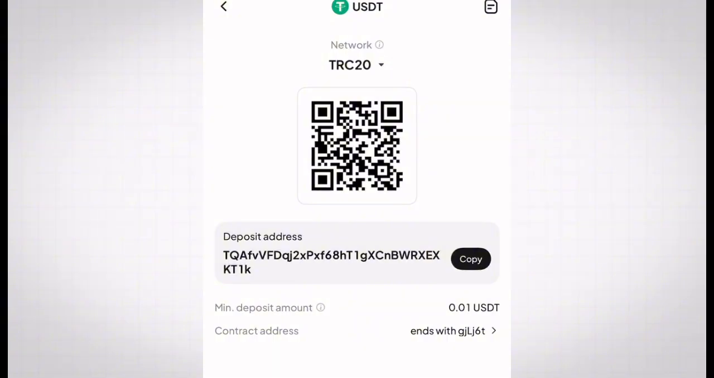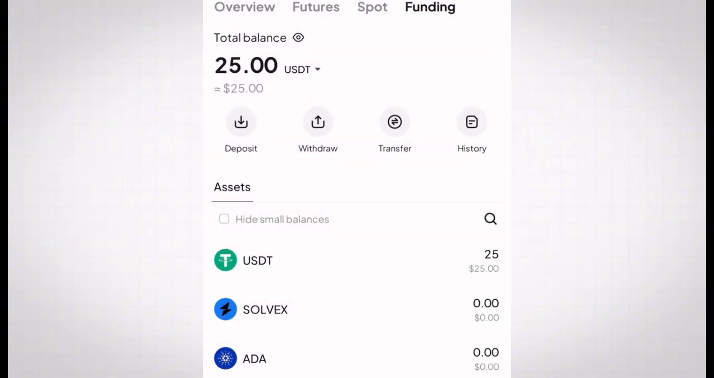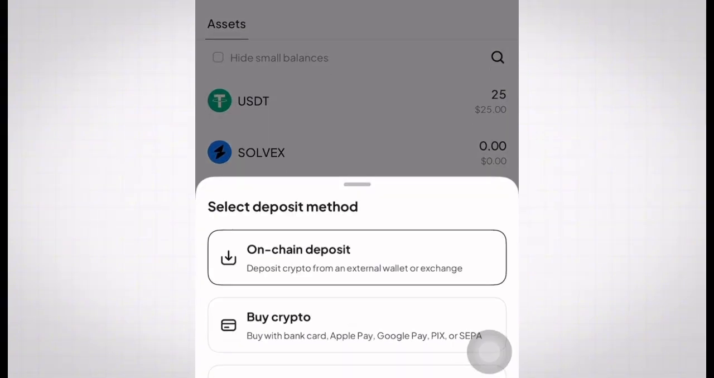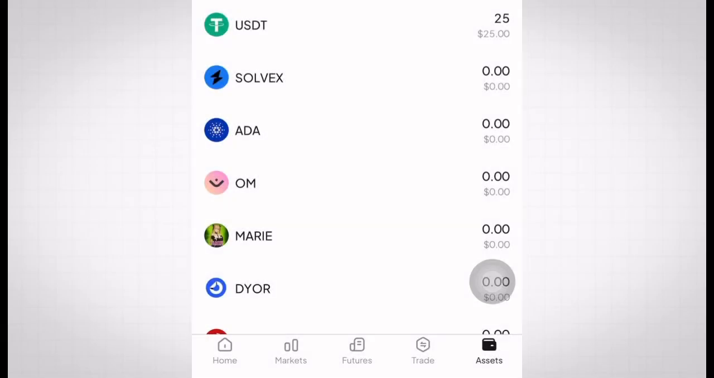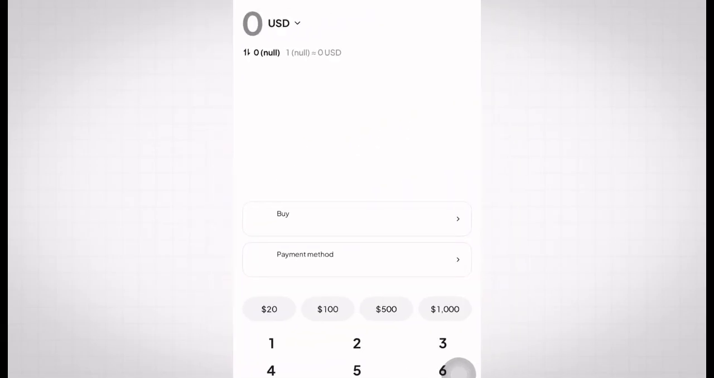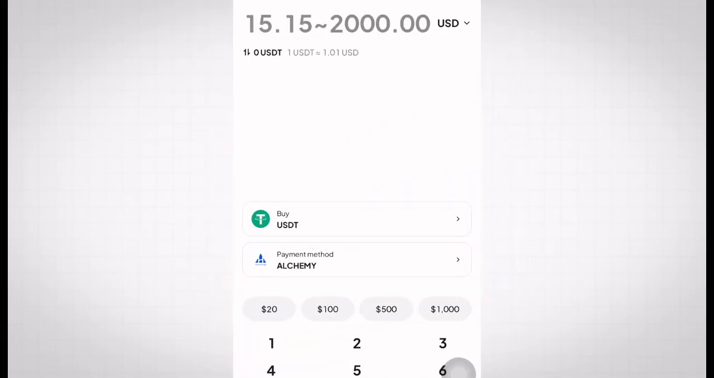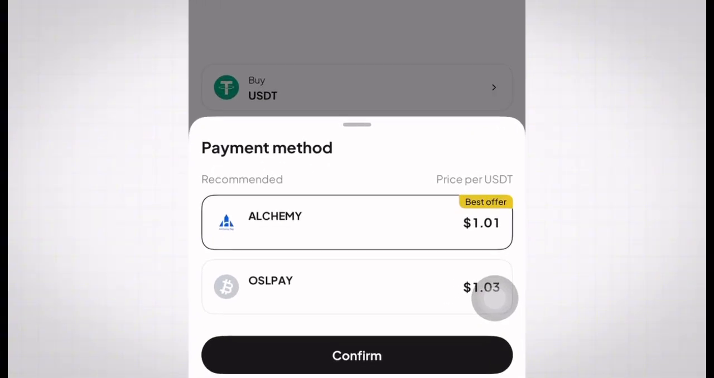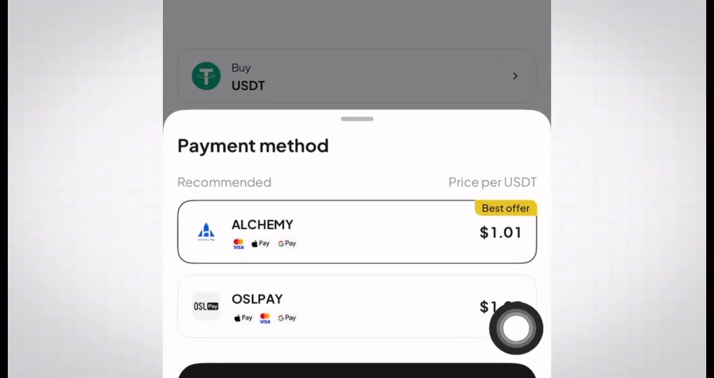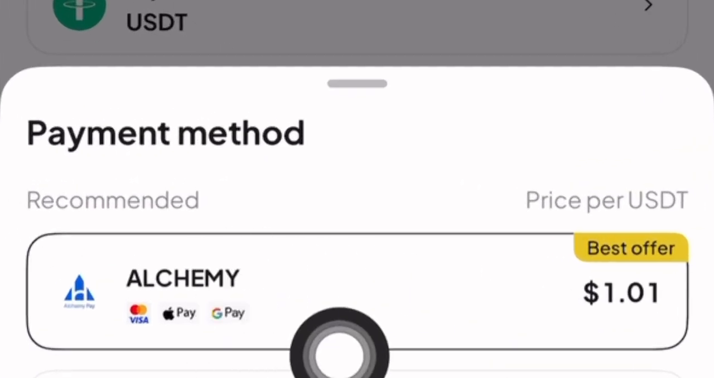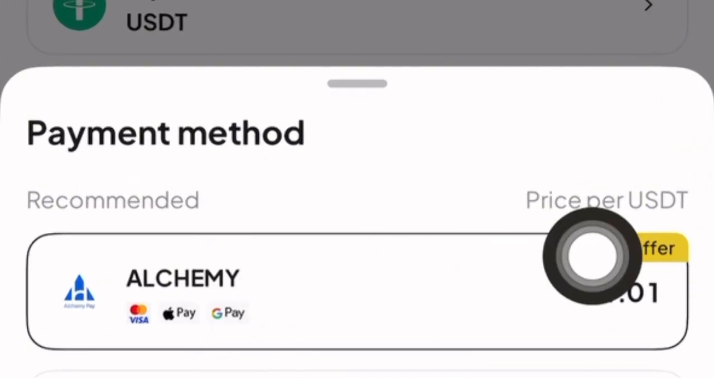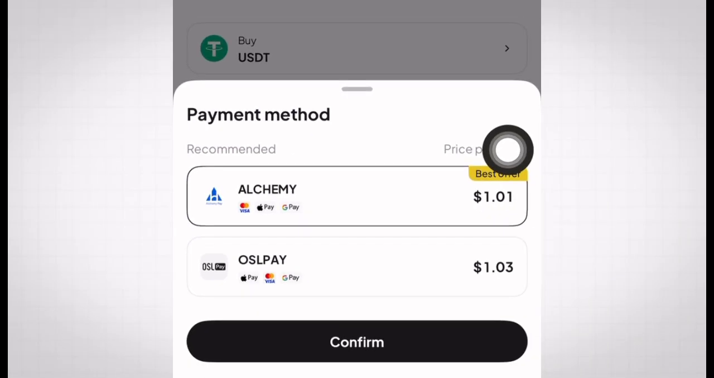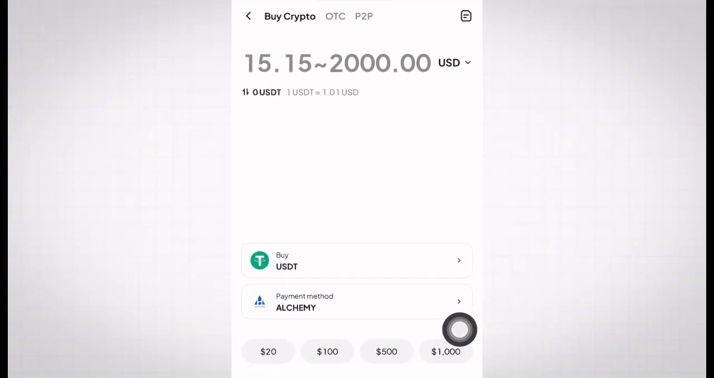Now, if you feel that route could be a little bit stressful, or you don't have any other exchange, the other route you can use is to buy crypto with your bank account. The recommended banker has different payment methods, and under this, the best offer right here, you can pay with your Visa, Apple Pay, and Google Pay. Once you click on this and confirm, you enter the amount, fund your Apple Pay, and make the payment. Automatically you will get funded ASAP.